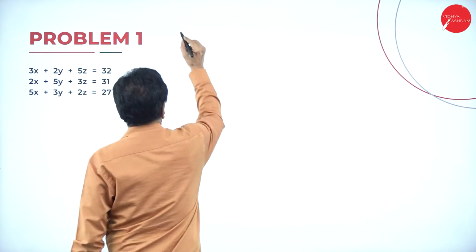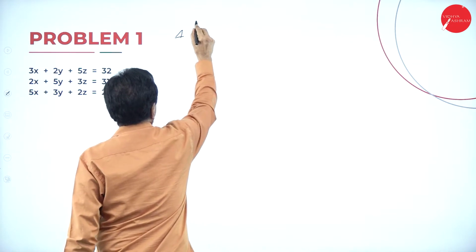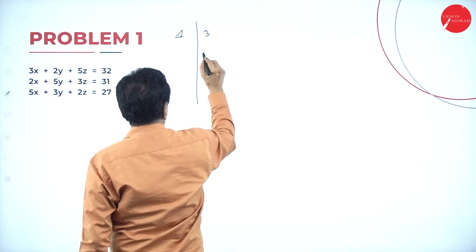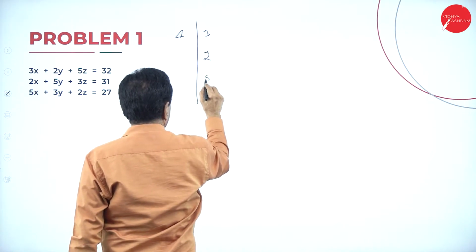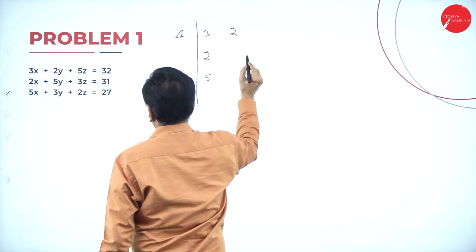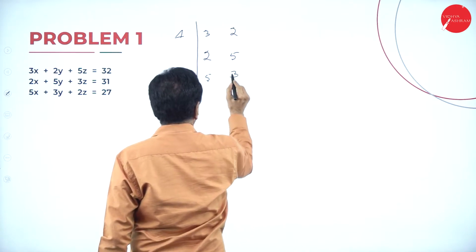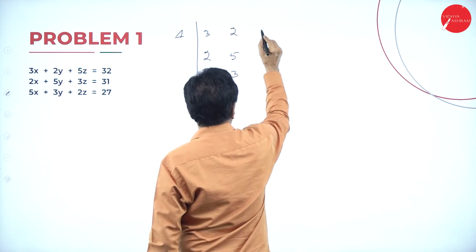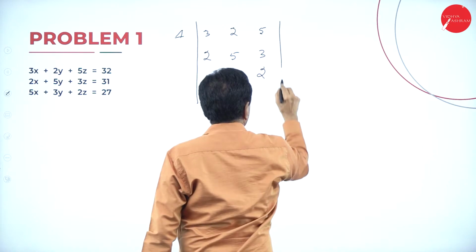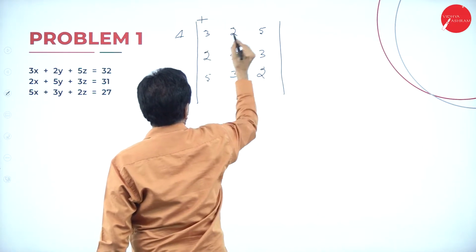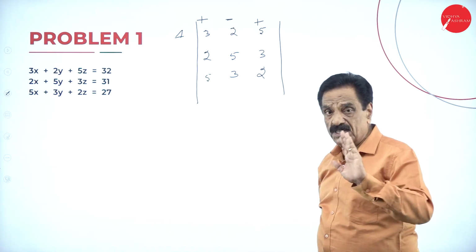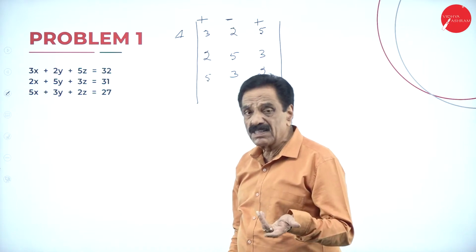First one, delta. The numbers are 3, 2, 5, this is the coefficient of x. Then the coefficient of y: 2, 5, 3. Then the coefficient of z: 5, 3, 2. Make signs like this: first is positive, second is negative, third is positive. This is the rule we are going to apply.